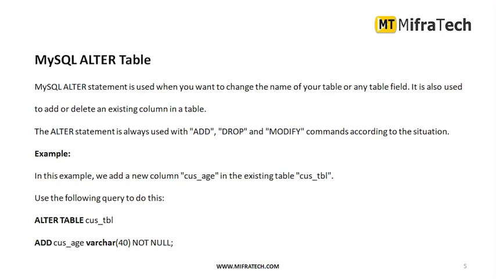For example, alter customer table, add customer age. We are adding another column, another age. Add customer age varchar 40 not null, and it will be added. The alter table, the customer table, wants to be modified, wants to be altered. So we are adding a customer age as a varchar, a variable character.